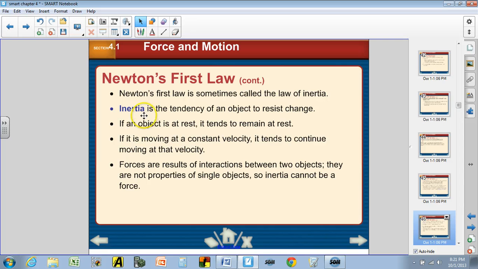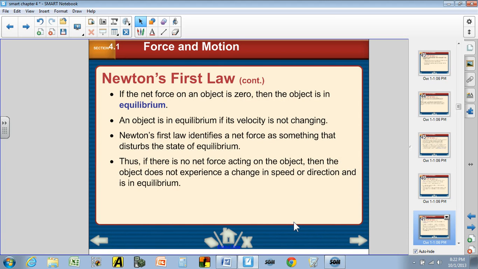Inertia is defined as the tendency of an object to resist change, either staying in motion or staying at rest. An object at rest will tend to stay at rest. If in motion, it will tend to stay in motion. Forces result from an interaction of two objects. Remember, we have to have an object, and then we have to have an actor causing the force. So inertia cannot be a force. Inertia is not a force, it's just a tendency.